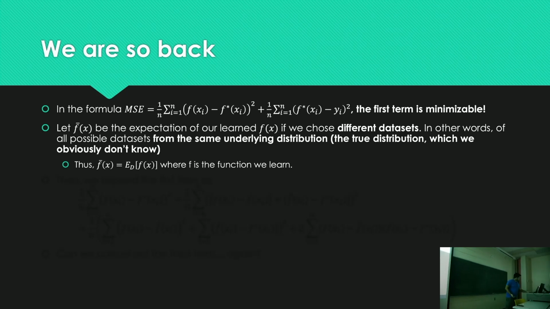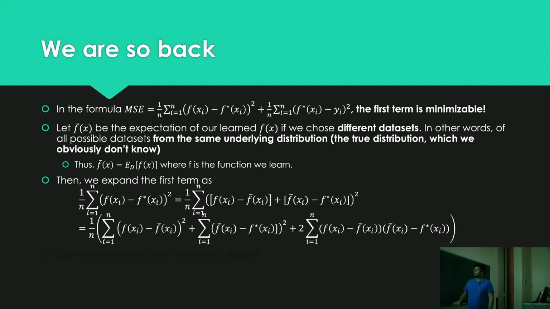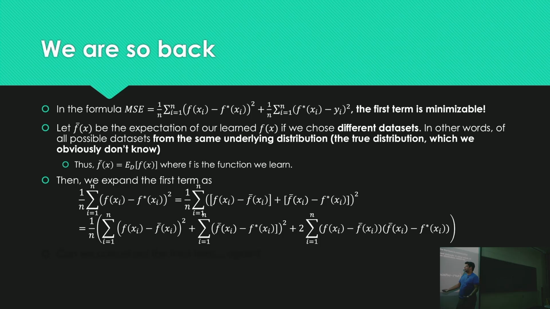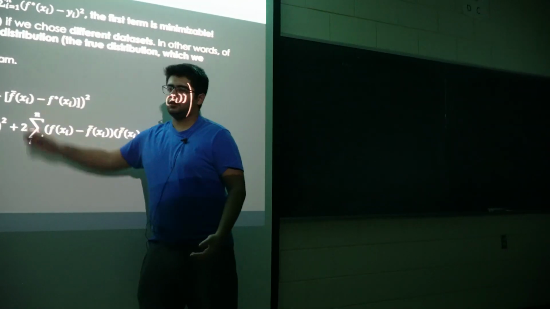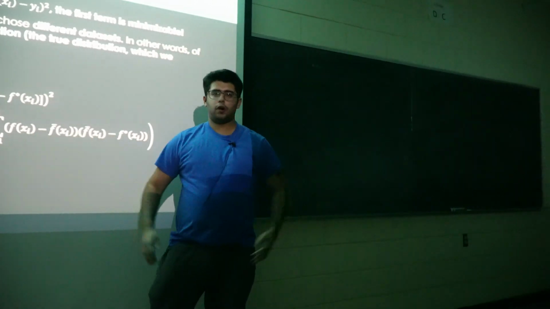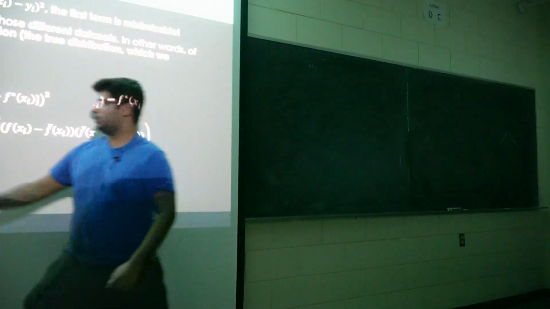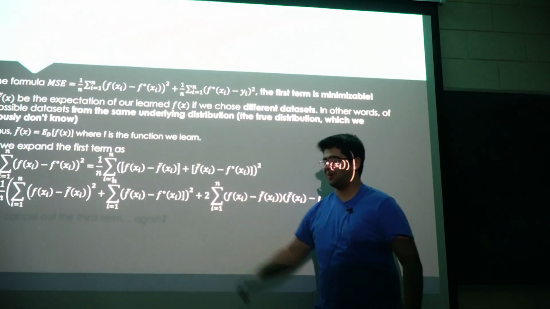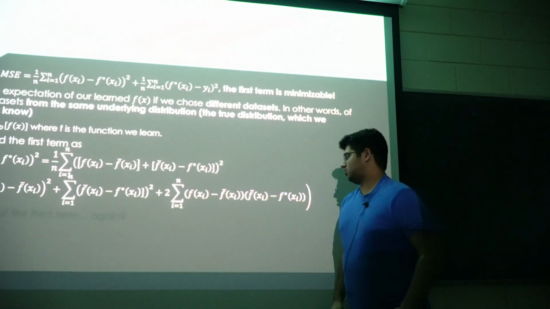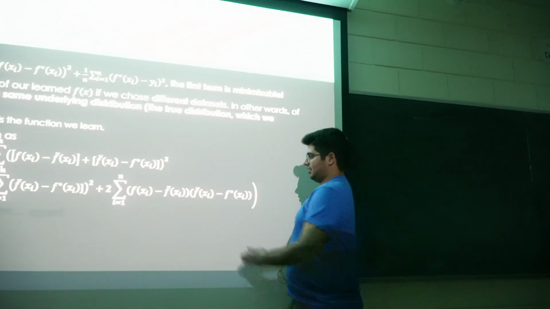And going forward, we could expand this first term right here. I'm going to do the exact same trick as last time, except I'm going to subtract and add f bar of x_i. Remember, (a + b) squared is not a squared plus b squared. It's a squared plus 2ab plus b squared. And I only write it this way because I'm going to show you once again that this cross term is 0.